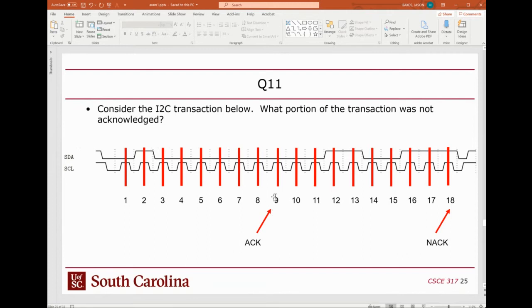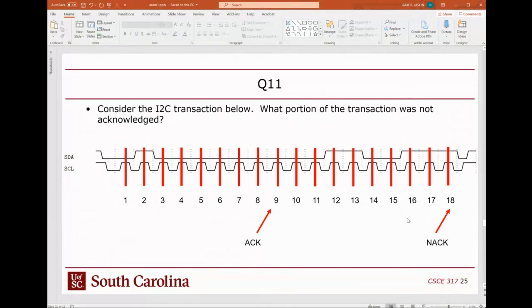So the address phase was fine, but in the data phase something happened. I don't know if this was a read or write. It doesn't matter, because if it was a write, the master would have been sending the data. If it was a read, the slave would have been sending the data. But either way, whoever received the data, or whoever was supposed to receive the data, would have issued a NAK.